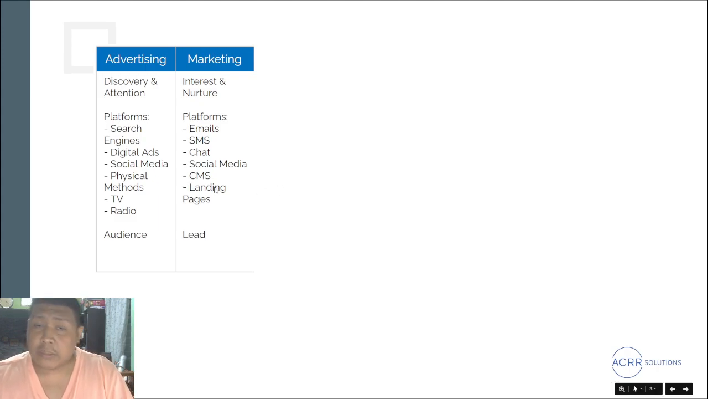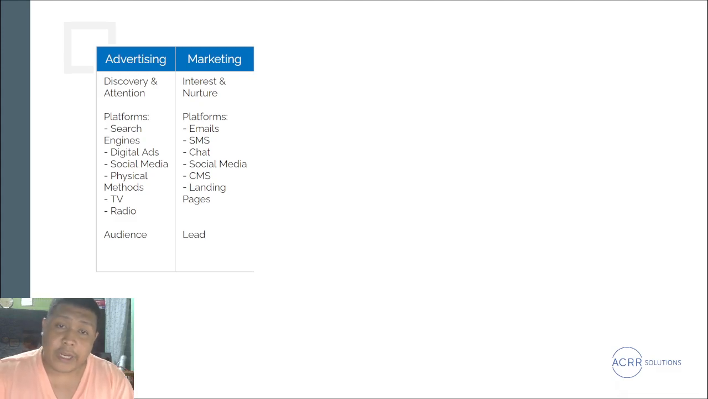So some of the platforms that you use in the area of marketing are emails. You've got email marketing platforms like ActiveCampaign, Infusionsoft, HubSpot, MailChimp, Zoho Campaigns, and so on and so forth. Another area is SMS. If they reach out to you, one way of making sure that they stay engaged, aside from sending them emails, is also by sending them SMS.